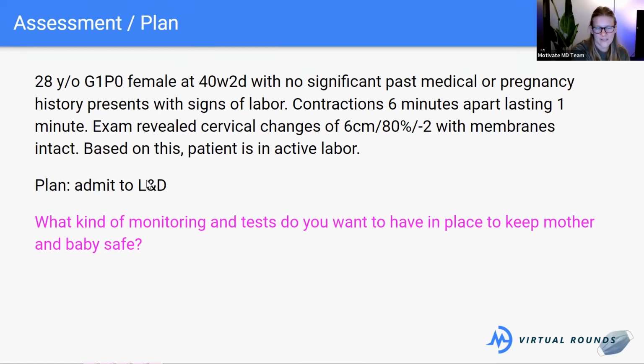So now that we have a plan, what kind of monitoring and tests do we want to have in place to make sure that mom and baby are safe during this process? Are we just going to throw her in a room and say, all right, good luck, let us know if you need anything? Probably not. So any ideas that you guys would have to make sure that they're both doing okay?